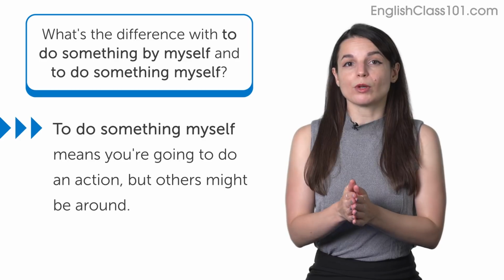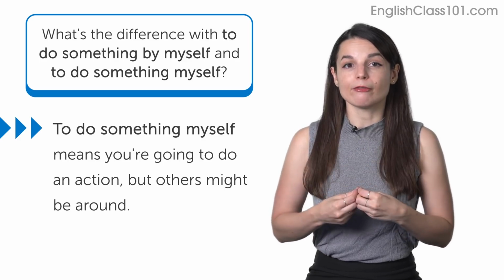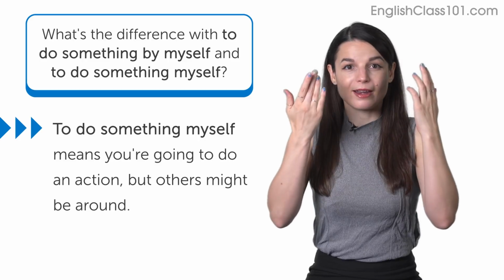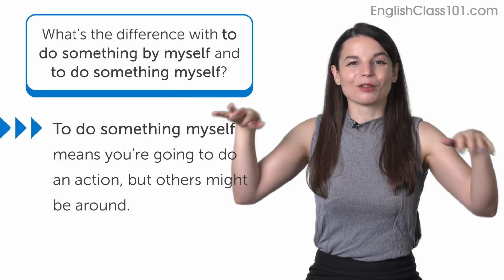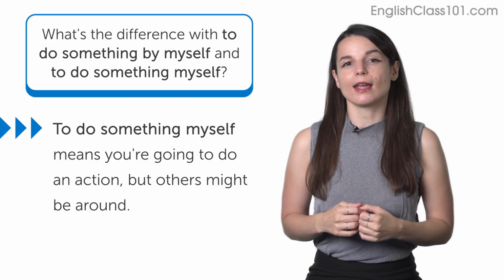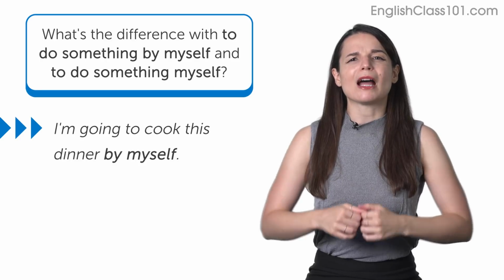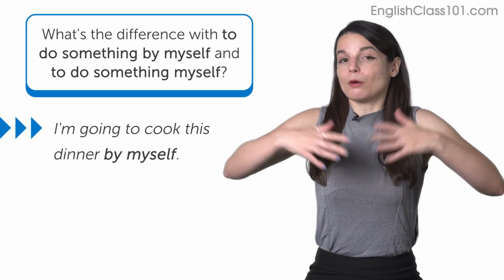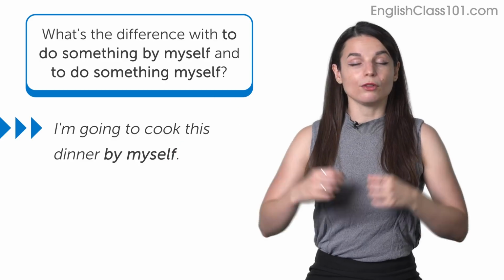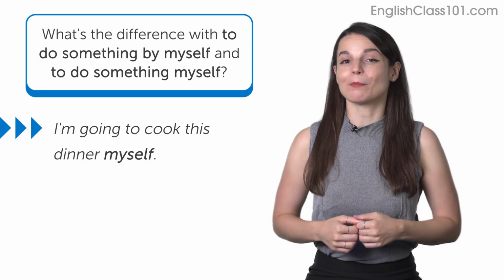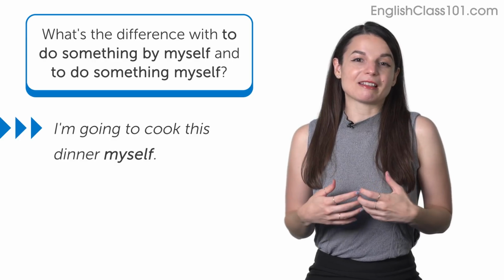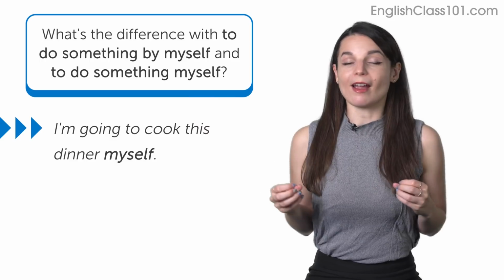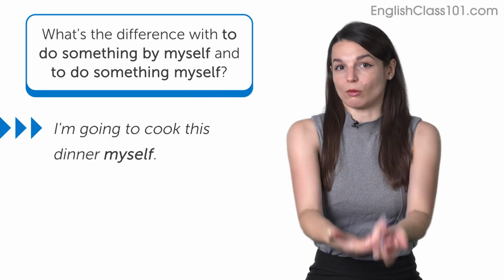When you use the expression "to do something myself," it means I am going to do this thing, like using my hands or my brain, but maybe other people are nearby. So for example, if I say, I'm going to cook this dinner by myself, maybe a kid would say this, it means I'm going to do this without other people's help. But if you say, for example, I'm going to cook this dinner myself, it could mean, for example, that maybe you have a little bit of help or resources from somewhere else, but you are doing the work yourself.